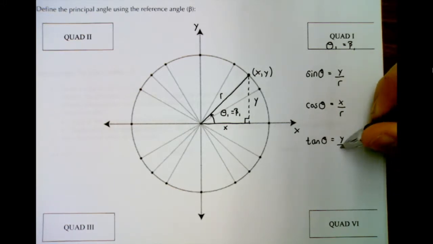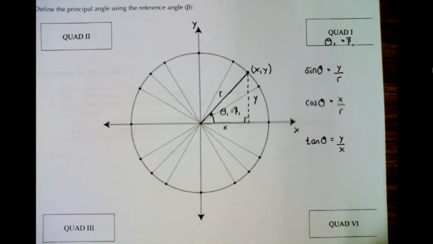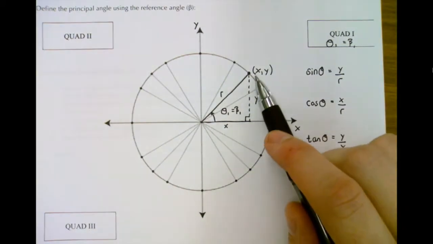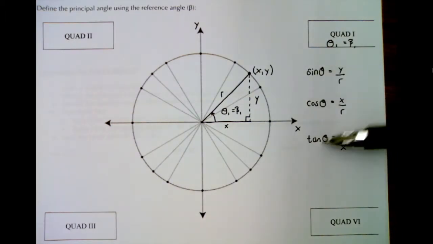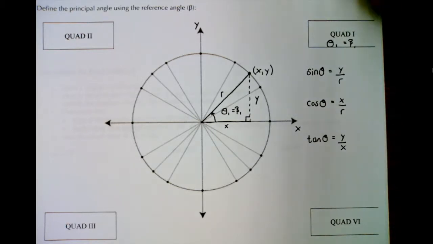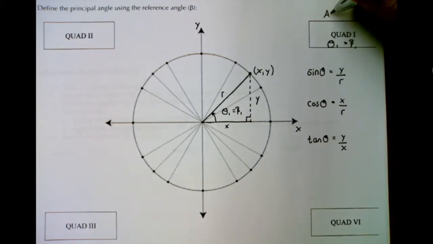And if we were talking about tan, tan would be opposite over adjacent, y over x. And if you notice, if this point is in the first quadrant, the x and y would be positive. So the sine, cos, and tan ratios are positive divided by positive, which you'd always get a positive. All the ratios are positive.